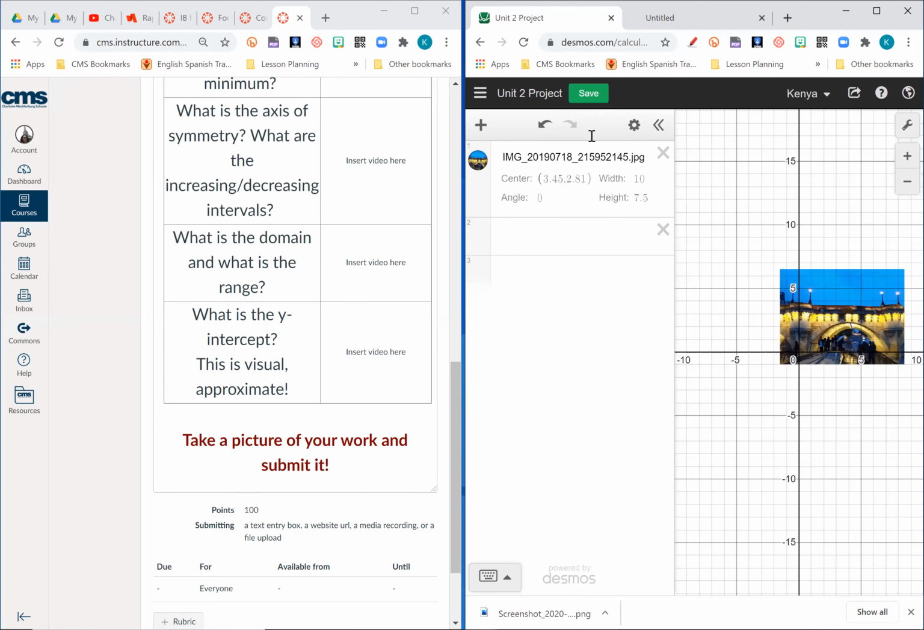Hi, everybody. So now it's time to talk about domain and range. Let's go back once again and trace our parabola on the ridge. So, domain and range.